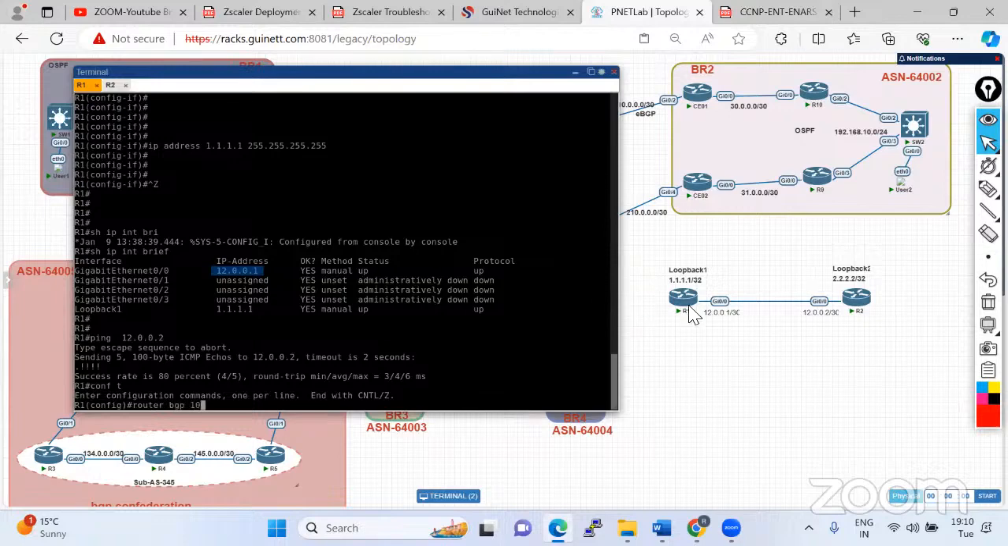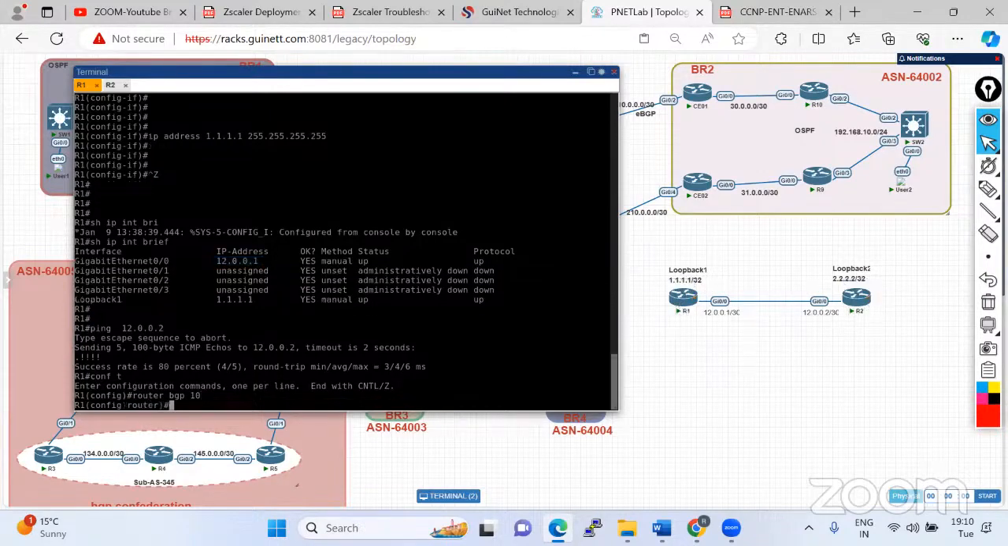So one, the router should have its own AS number, and the router on the other side should have its own AS number. So 10 is this AS number, 20 is this AS number. Without an AS number, you cannot configure BGP. Let me show you again.